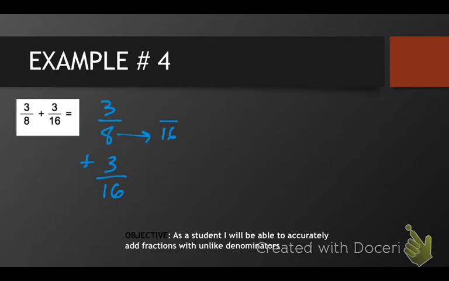How does 8 become 16? Well, multiply them both by 2. So, do the same thing to the top. 3 times 2 is 6. Down here, it's already 3 over 16. Those are just equal. We don't have to multiply anything. 16 times 1, which means nothing. Okay, so 6 plus 3, that actually gives us 9 over 16.